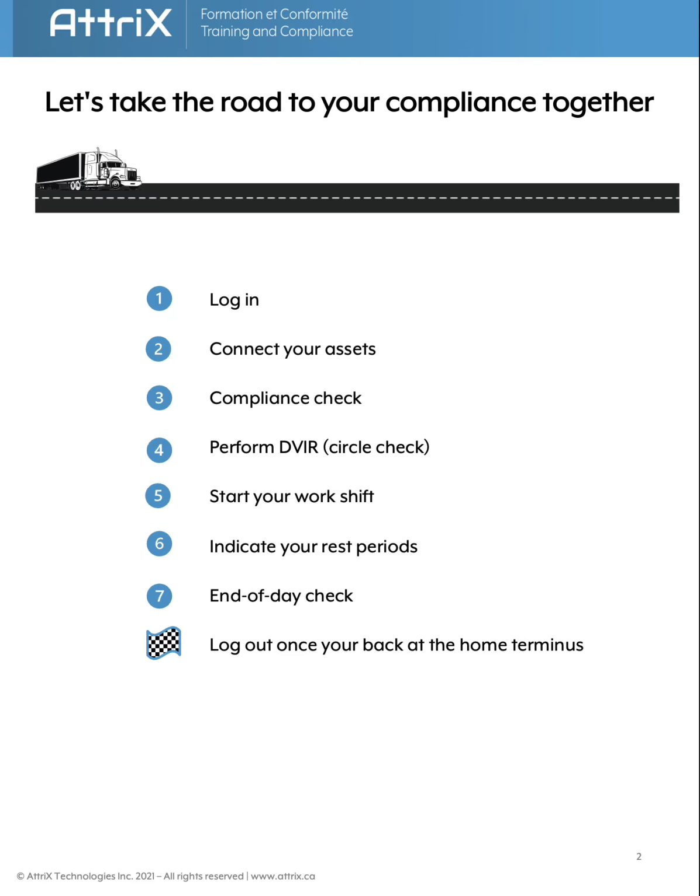Second step is going to be connecting to your assets. So assets will be truck and trailers. You're going to also add shipments if ever you're going into the US, which we'll see a bit later on. You're going to do your compliance check. After that, you're going to perform your DVIR. You're going to start your work shift.